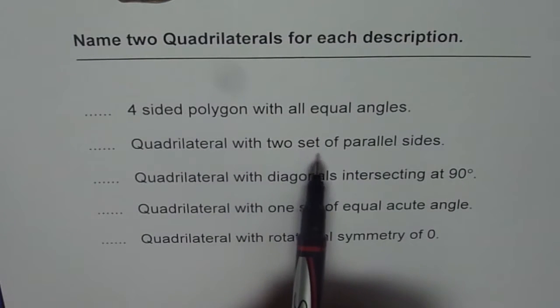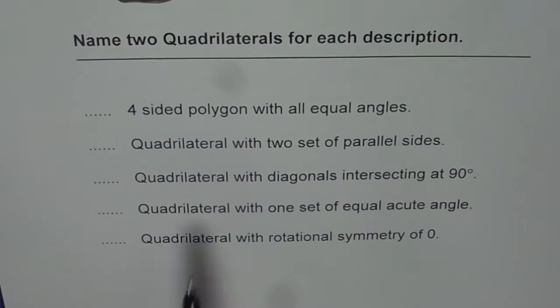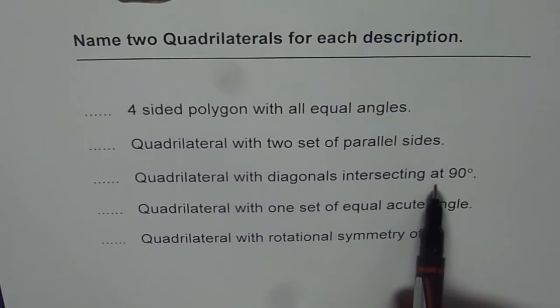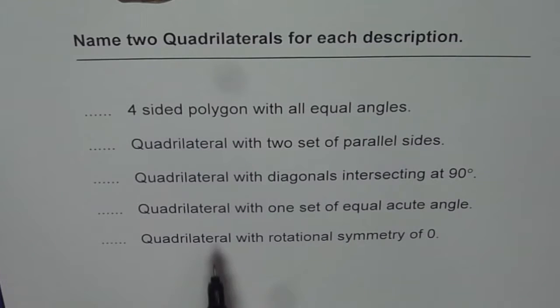Quadrilateral with two sets of parallel sides. Quadrilateral with diagonals intersecting at 90 degrees. Quadrilateral with one set of equal acute angles. Quadrilateral with rotational symmetry of 0. So you can pause the video and answer the questions.